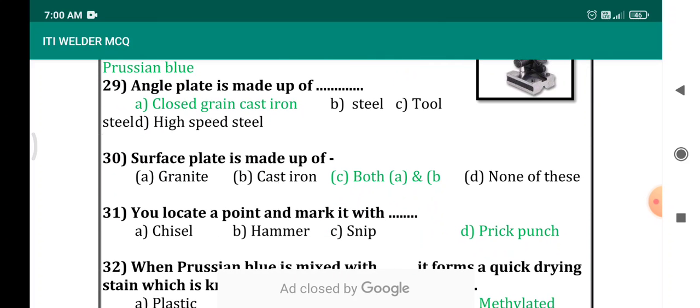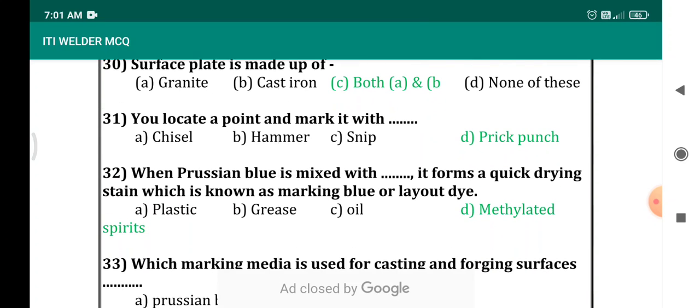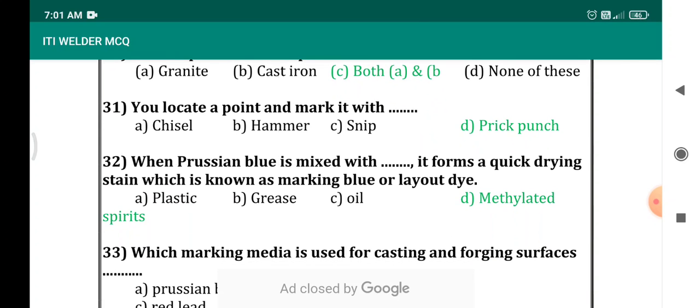The surface plate is made up of granite, cast iron, both A and B, none of these. Most of us will be using the surface plate made up of granite, but in some labs we can see the surface plate made up of cast iron. You locate a point and mark it with the prick punch. The marking will be done by prick punch.